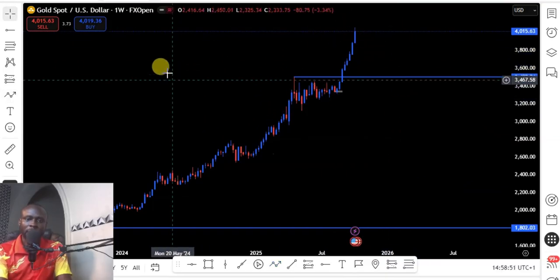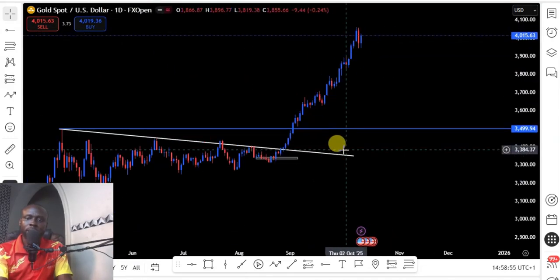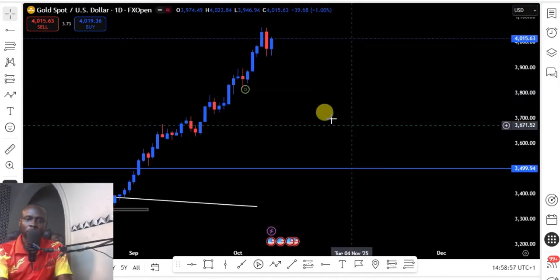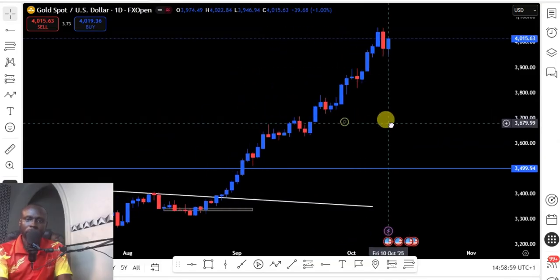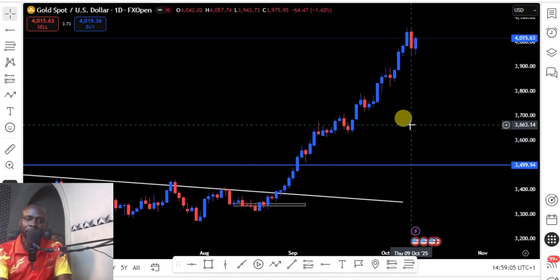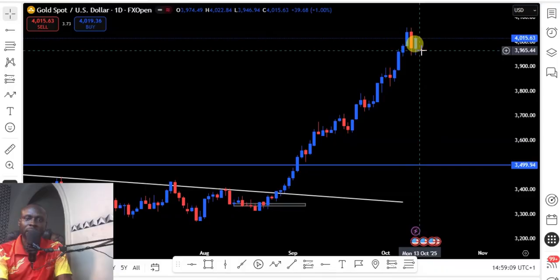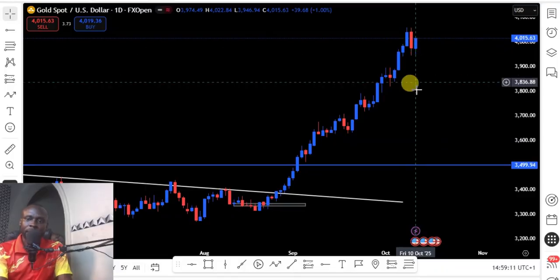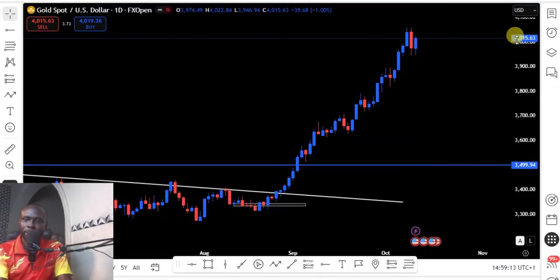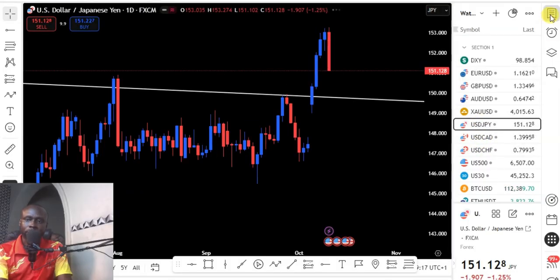So let's look at the daily chart of the gold USD. On the gold USD, you can see that we still have a strong bullish momentum for uptrend. So we have to look out for more buying opportunity on the gold USD, but buy from a significant level. The only significant level I see is my weekly significant level, but price is still far from that significant level. So let's look at our next pair, which is the USDJPY.